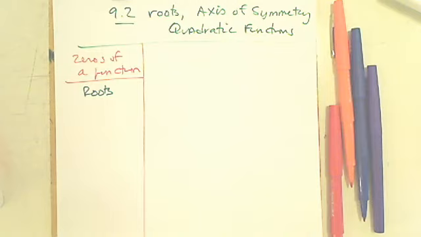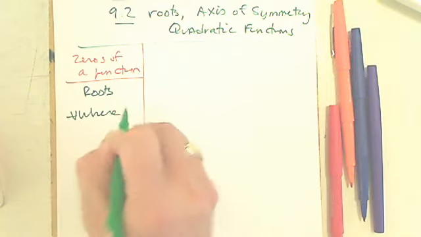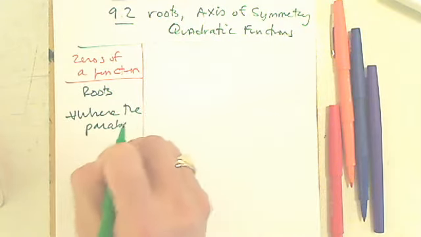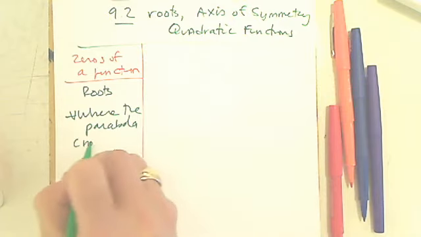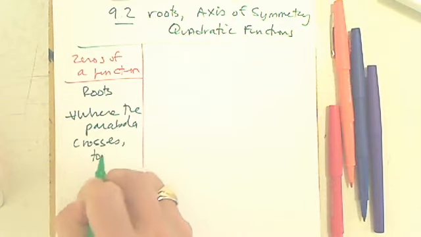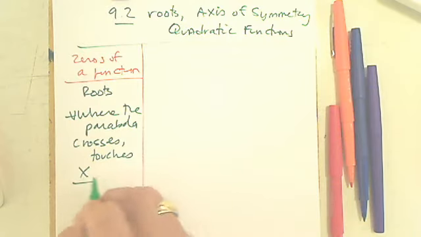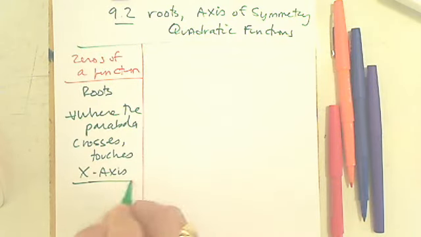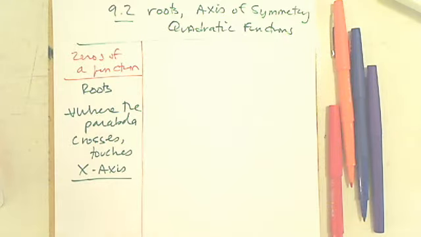What this means is where the parabola crosses or touches the x-axis. These are good touches. Okay? Where it touches the x-axis.